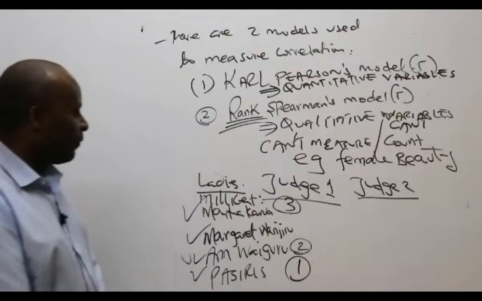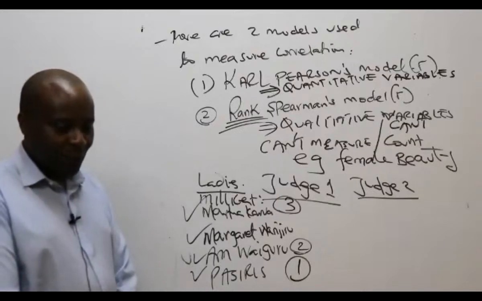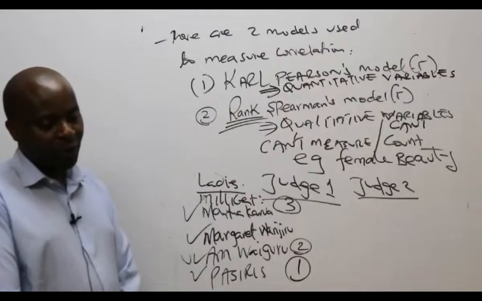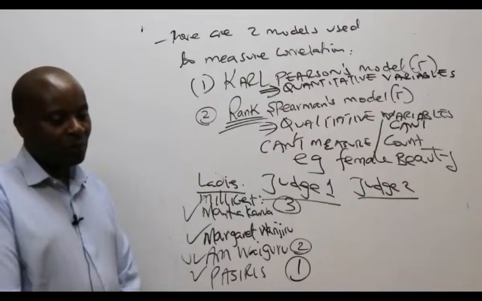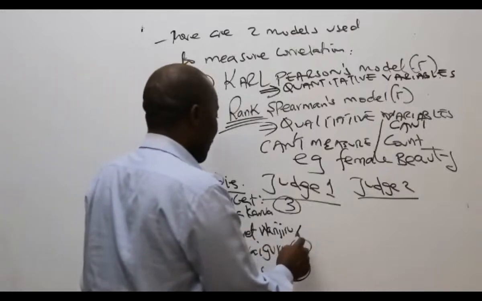Number 4. Margaret. So Margaret in this case here, number 4 is Margaret Wanjiro.